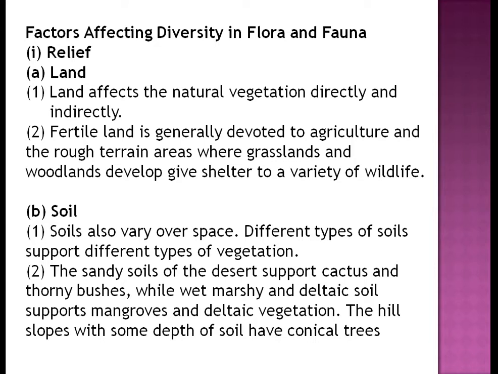Soil also plays a very important role. That means it also varies over space. Different types of soil support different types of vegetation. The sandy soil of the desert supports the cactus and thorn bushes, while wet, marshy and deltaic soil supports mangrove and deltaic vegetation. The hill slopes and some depth of the soil have coniferous trees. So like that you can understand how relief and land in the relief one, and soil, are very important factors which are affecting the diversity in flora and fauna.